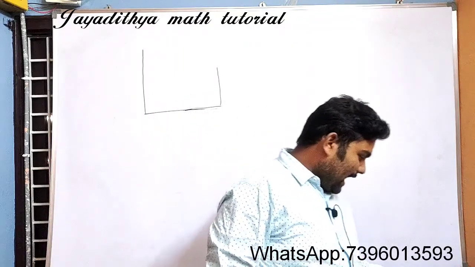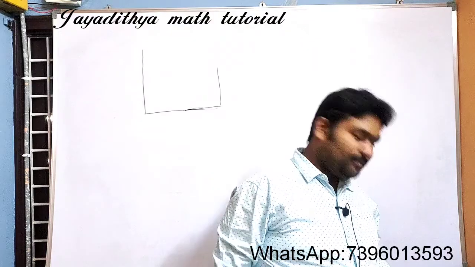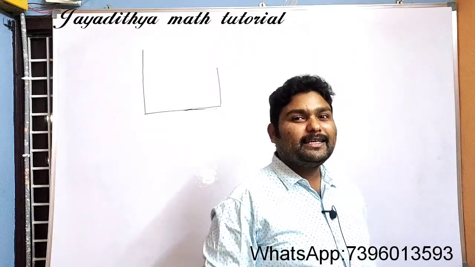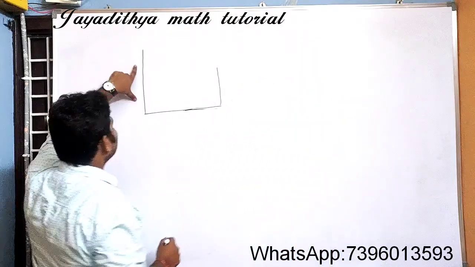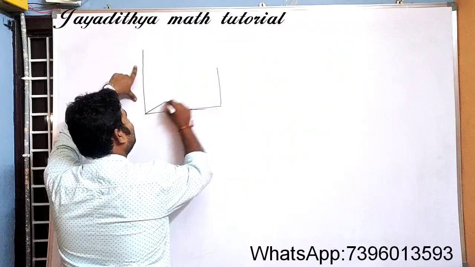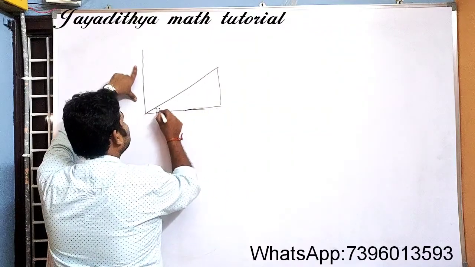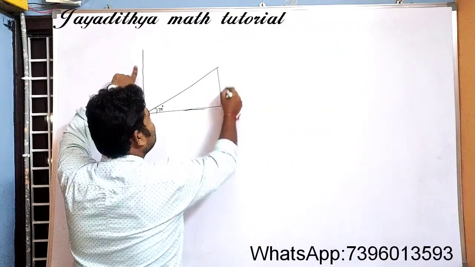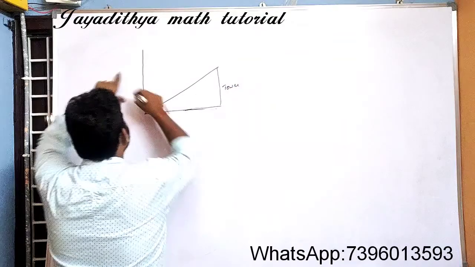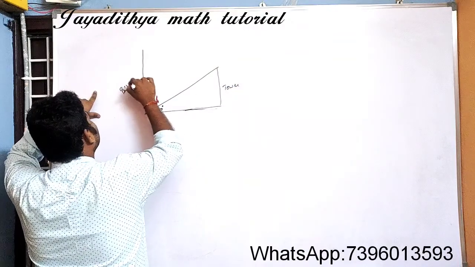Okay, what is he telling now? The angle of elevation of the top of the tower from the foot of a building is 30 degrees. So let us take this as the building. From the foot of the building, the angle of elevation is just 30 degrees. This is the tower now, and this is the building.